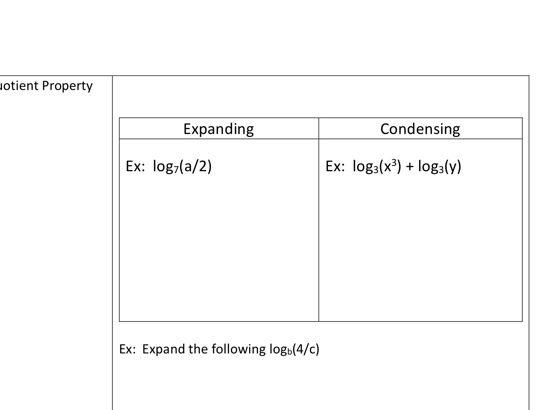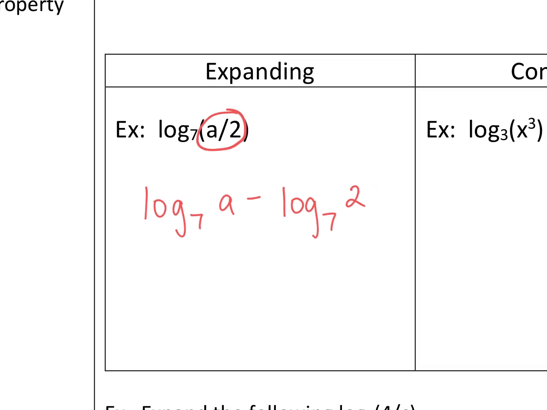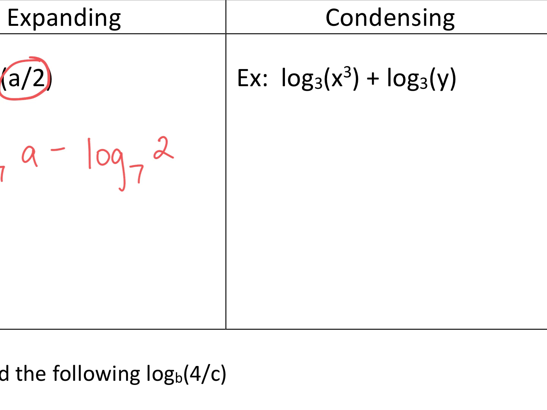Okay, so same thing. We're going to expand and then we're going to condense. So expanding, we look, okay? We notice on the inside we are dividing, which means subtraction, right? Dividing and subtraction go together. So we split this up. We expand it as log base 7 of a minus log base 7 of 2. Okay, always go in order. So the top goes first, the bottom goes second. Okay, and then we got condensing, which once again is going the opposite direction.